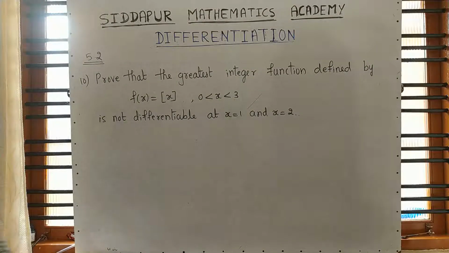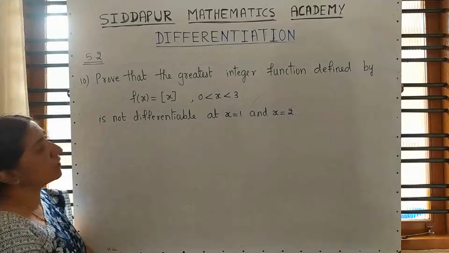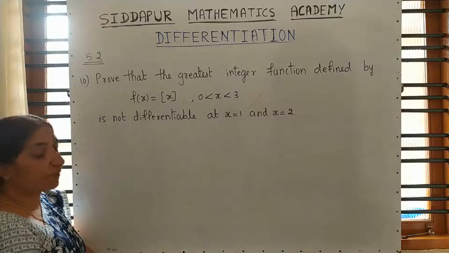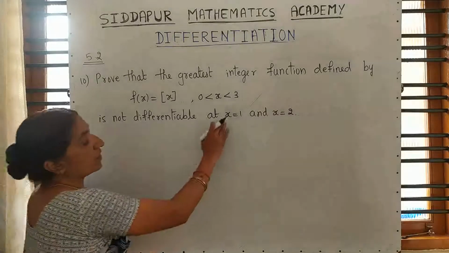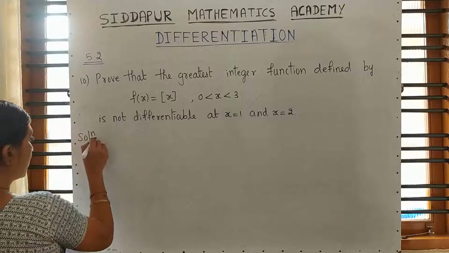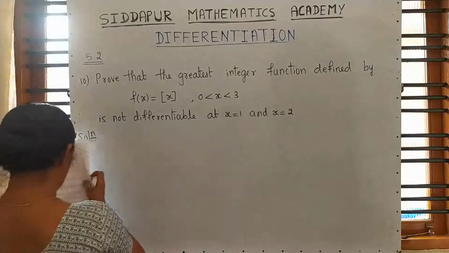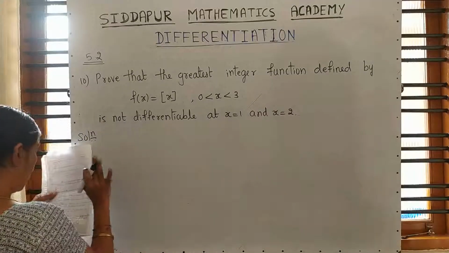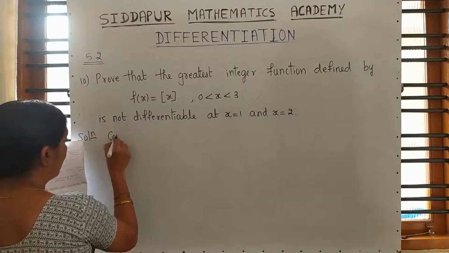Yes, student, moving to the 10th question. Here also we have to check it for left hand limit and right hand limit for x is equal to 1 and x is equal to 2. So already in the previous example we are familiar with that definition. So directly I am writing it. Consider the left hand limit.